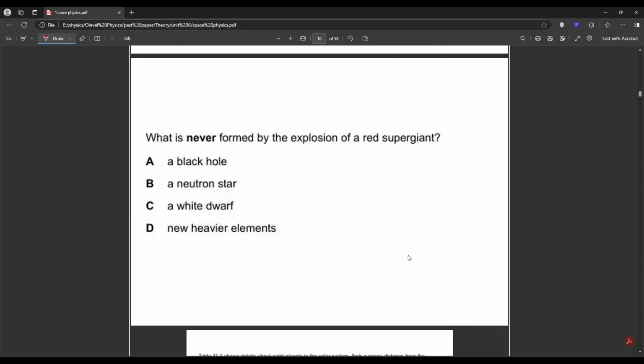What is never formed by the explosion of a red supergiant? A black hole? No, it is formed. A neutron star is also formed. A white dwarf is never formed through a red supergiant. A white dwarf forms through what? Through a red giant star.